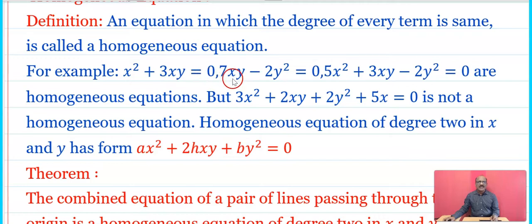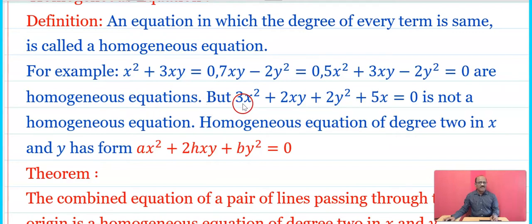And 7xy minus 2y square equals 0. These are homogeneous equations because the degree of x square is 2, and x is 1, y is 1, 1 plus 1, that is 2. 7xy minus 2y square equals 0, again the degree is 2. 2x square plus 3xy minus 2y square equals 0, again the degree is 2. These are homogeneous equations.